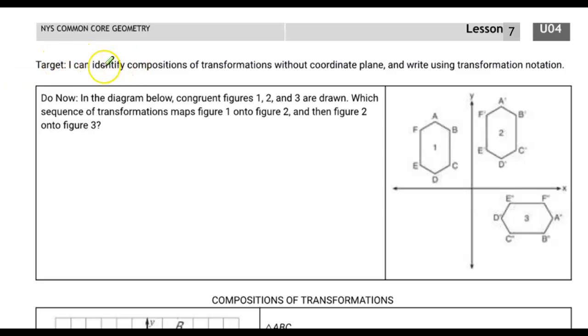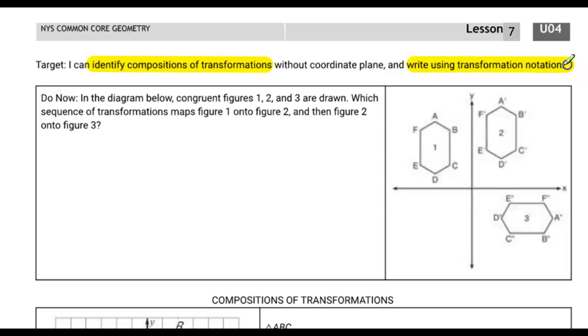In this learning target, it says we can identify compositions of transformations. Keep in mind, a composition is just two or more transformations. Typically, in this class, we'll only be dealing with two, without a coordinate plane. So we're not going to be looking at specific x, y coordinates. We're not going to have to worry about what happens specifically to the numbers. All your job is to identify transformations that are shown to you, and also, if I give you a shape, describe what the shape would look like after two or more transformations, and write using transformation notation.